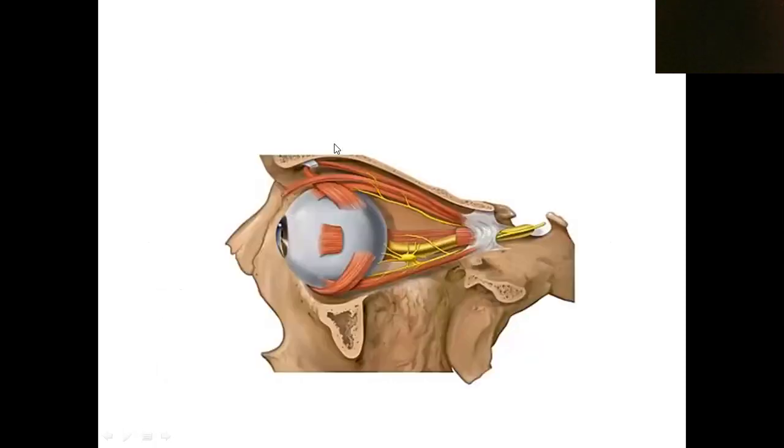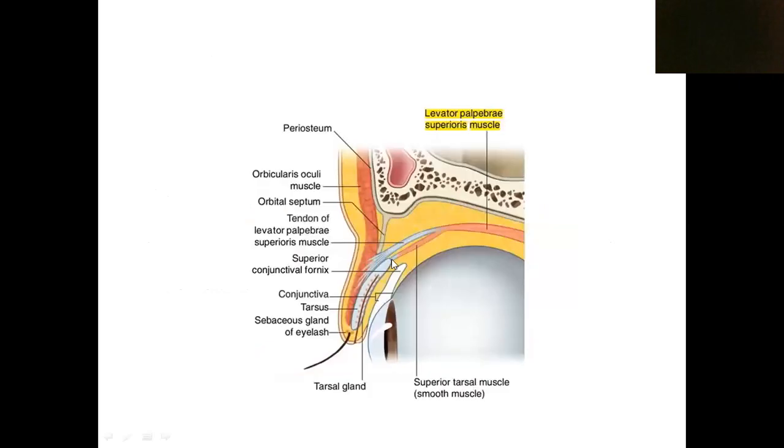So levator palpebrae superioris once again, it is arising from the inferior surface of the lesser wing, or orbital surface of the lesser wing. From there it runs forward. In the anterior part it is divided into two layers or two laminae, superior lamina and inferior lamina. The inferior lamina is inserted into the upper border of the superior tarsal plate. The superior lamina is inserted into the skin and the anterior surface of the superior tarsal plate.